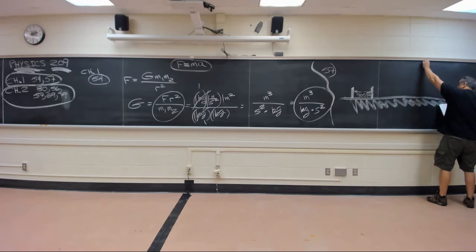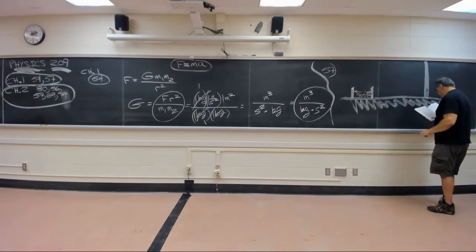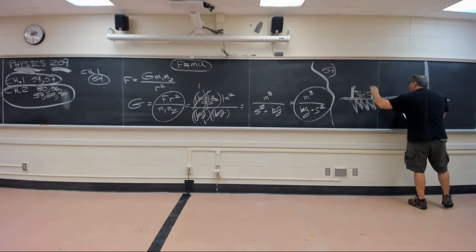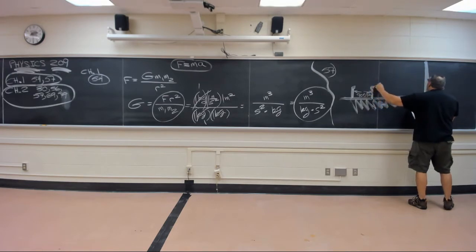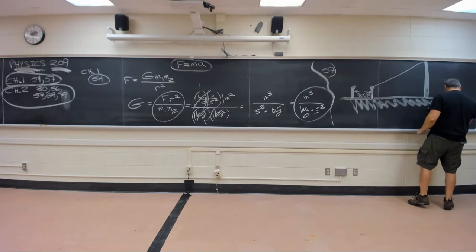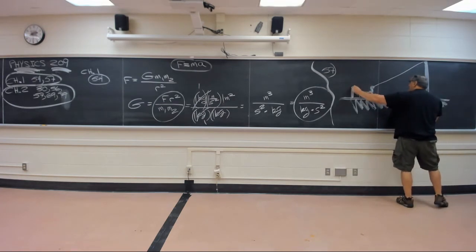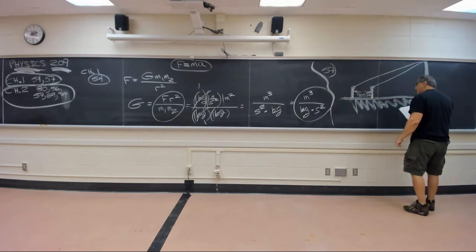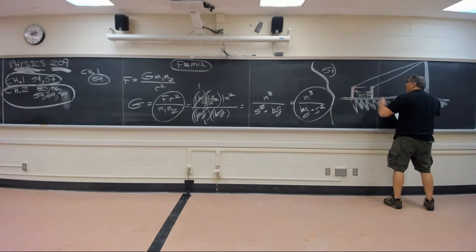This drawing is really not going to be the best. This is the Empire State Building, and the same person is here. This is how she looks to the top of the building, and that's her line of sight right here to the top of the building. This angle right here is theta. This angle right here is another theta.